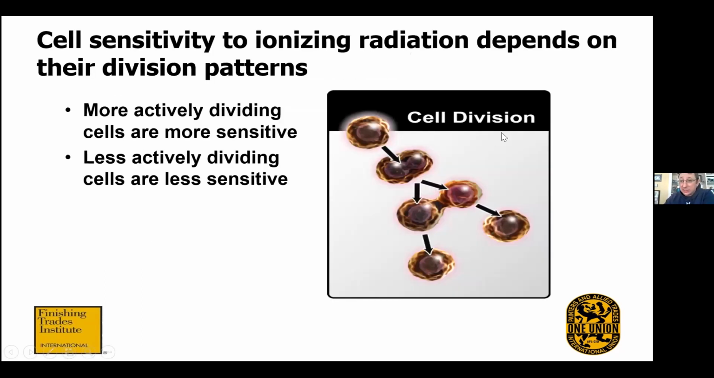Cell sensitivity. Some of our cells are more affected by radiation than others. Ones that are more actively dividing are more sensitive, and ones that are less actively dividing can take a little bit more of a hit from radiation. So what would you say would be some actively dividing cells in our body? I think it's your hair, right? That's why you lose hair when you get chemo. Yep, good. What else?